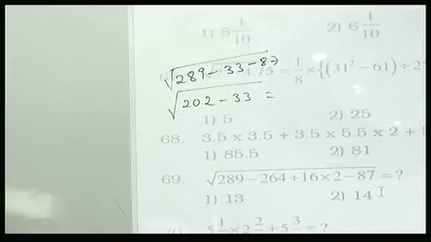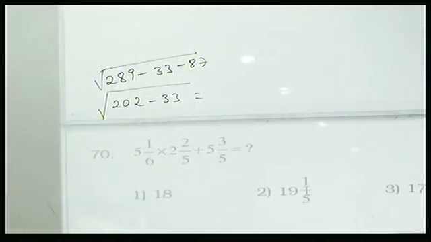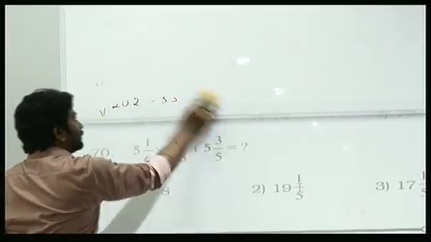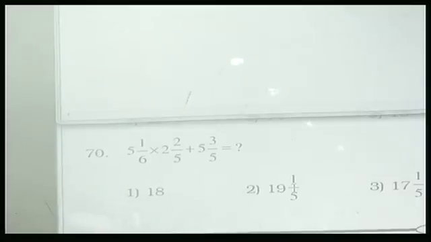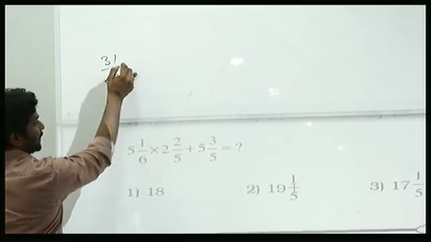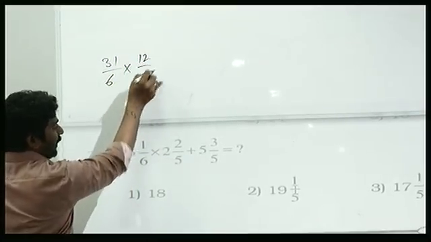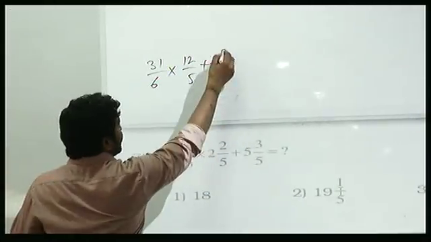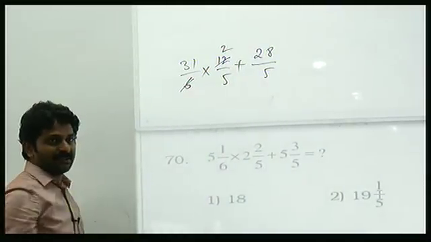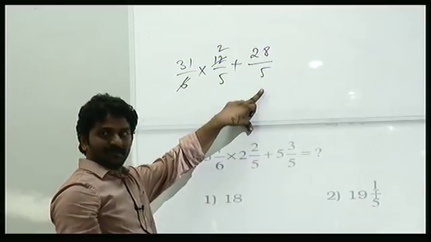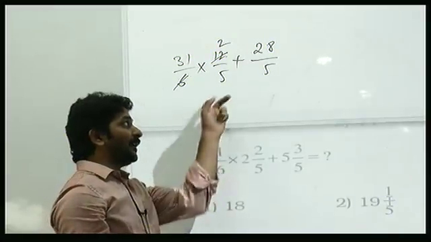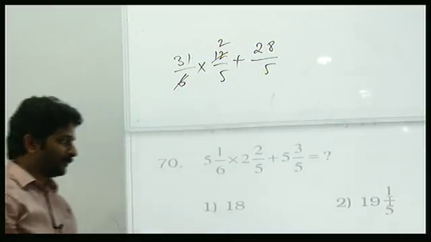78. 31 by 6 into 12 by 5 plus 28 by 5. How many times? 2 times. 31 twos. Denominators are same. Don't go for cancellation. 62 plus 28. 90 by 5. 18.